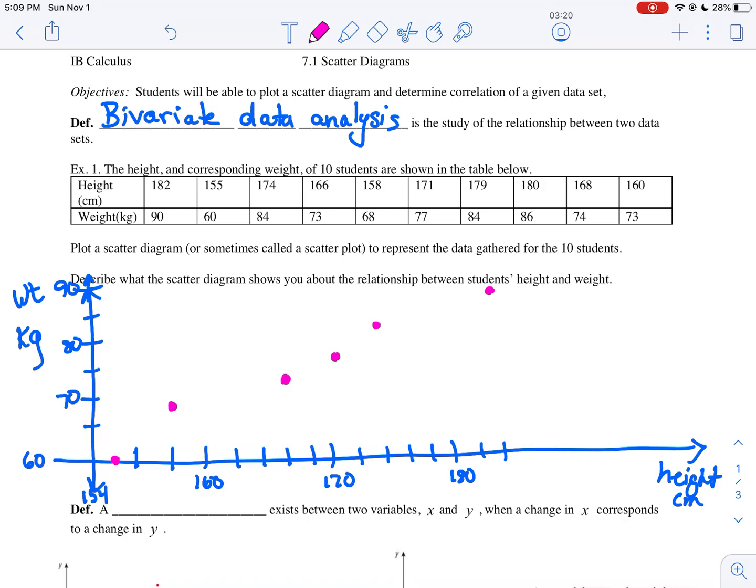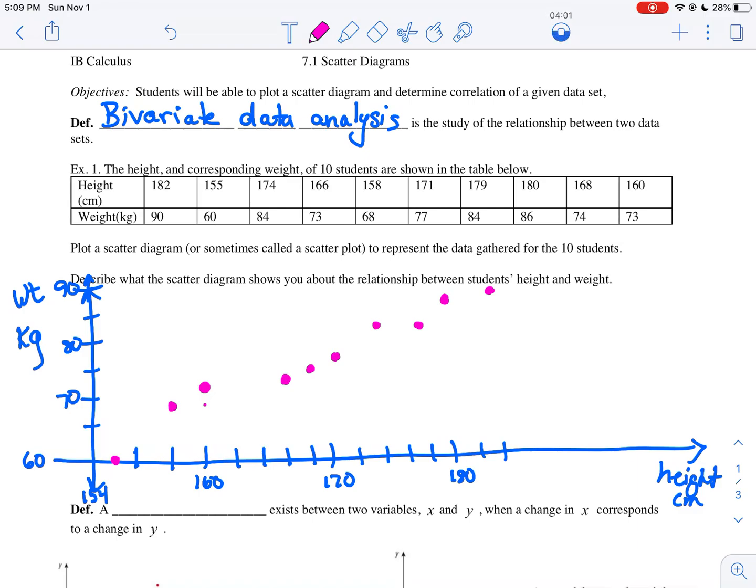Whoops, let me undo that one. It would be the same as this one, right? Yep, there we go. 180 is at 86, 168 is 74, okay, and 160 is 73. That would be up here. Okay.